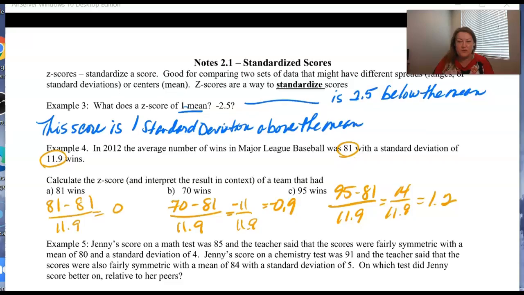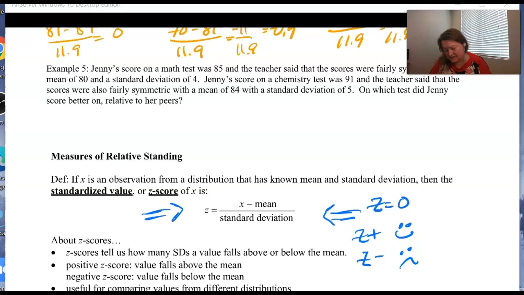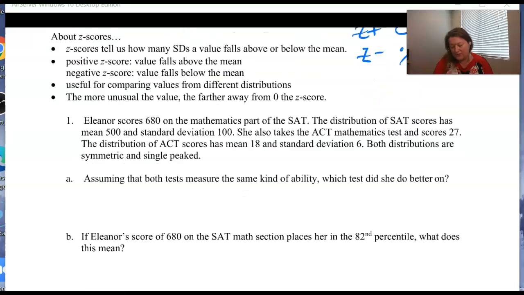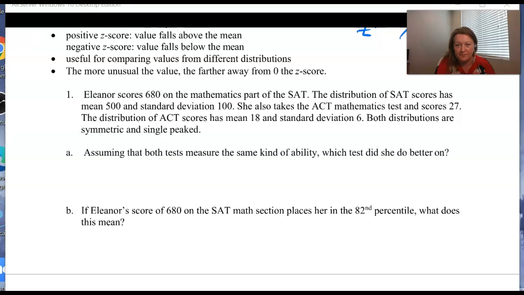All right. Here's the great use for it: you can compare two different things. Okay, so I'm going to move down here. I'm going to skip this one so you can skip it too, because there's another one just like it down below. Eleanor has a 680 on the math part of the SAT. And the SAT we know has a mean of 500 and standard deviation of 100. She also takes the ACT, and she gets a 27 there, and that has a mean of 18, standard deviation of 6. Question is, which one should she use? Which is the better score for her? Obviously, both scores are above average. So the question is, which one is more above average based on their standard deviation?